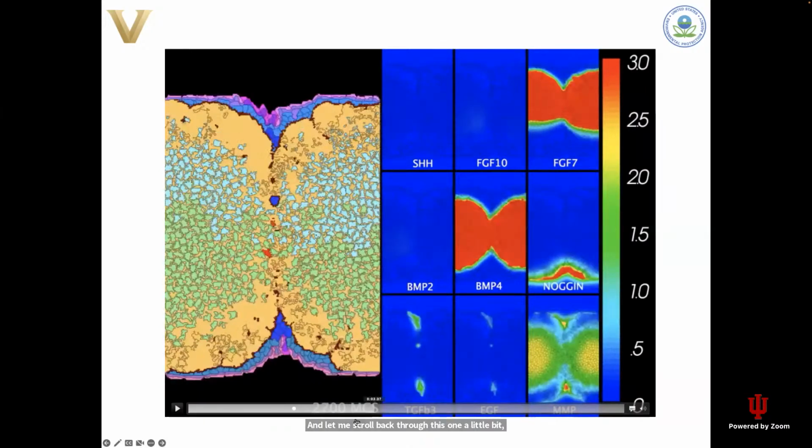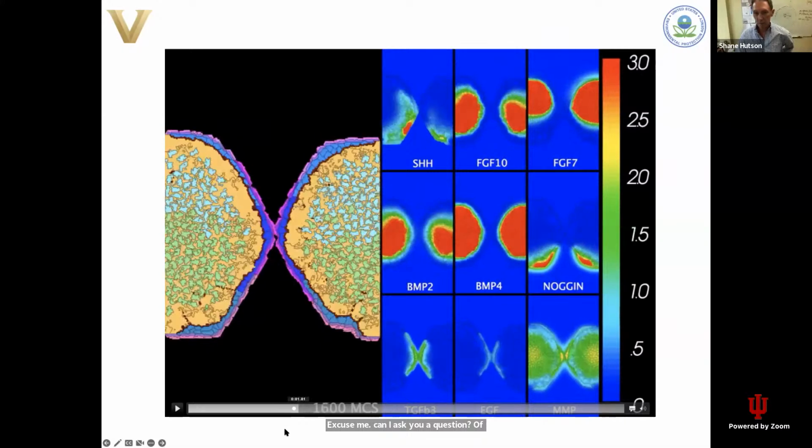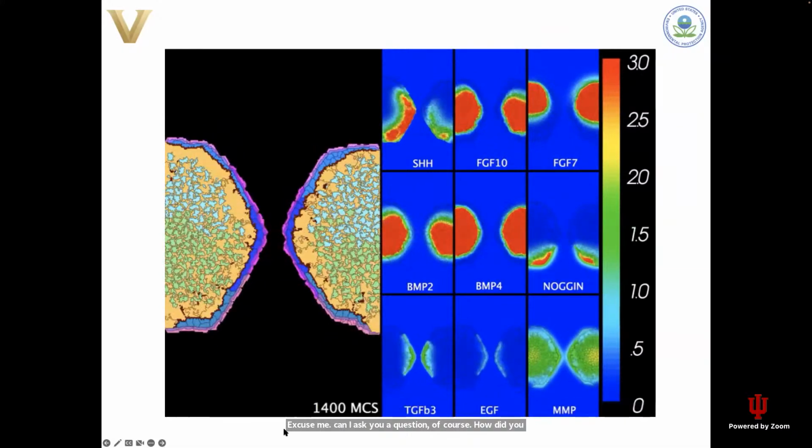Shane, excuse me, can I ask you a question? Of course. How did you create that basal membrane to be so small? Because my experience with CompuCell is everything that is below, I don't know, 30 or 25 in target volume, it basically disappears. How did you manage to make it so small?